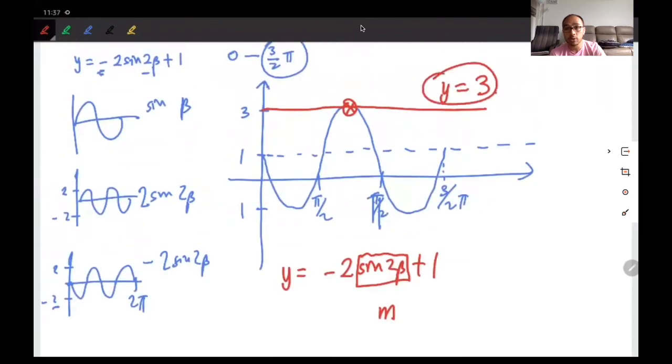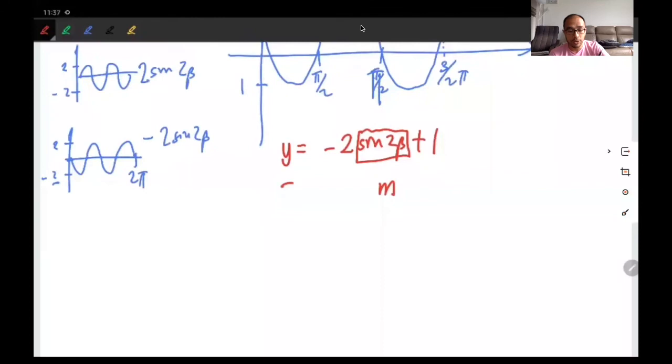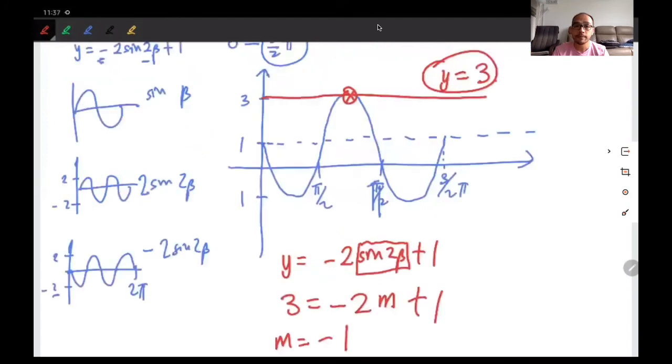And we know that y equals to 3, sebab kita mau satu solution sahaja. So 3 equals to negative 2m plus 1, and I can find m already. So m will be equals to positive 1. No, negative 1. Yeah, negative 1. I think so. M is equals to negative 1.